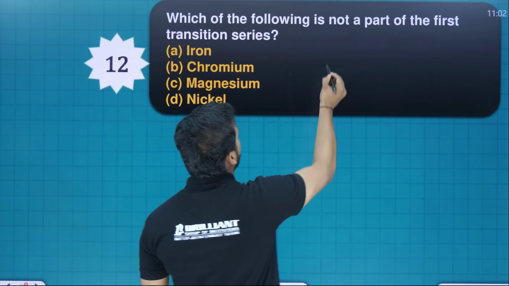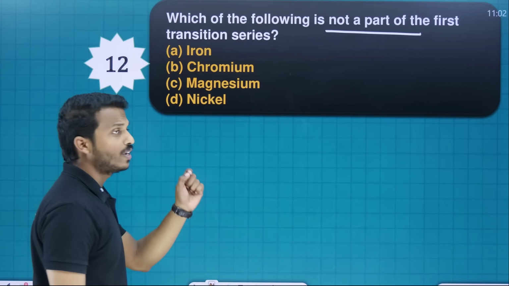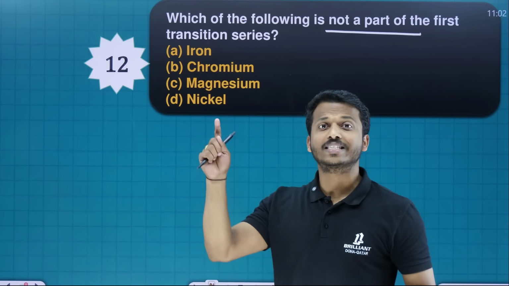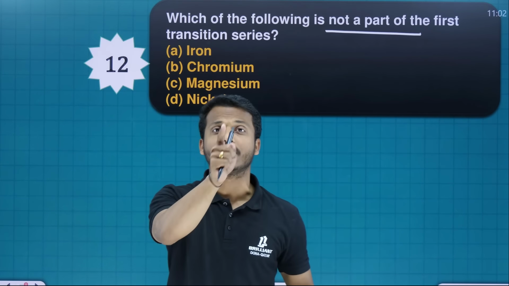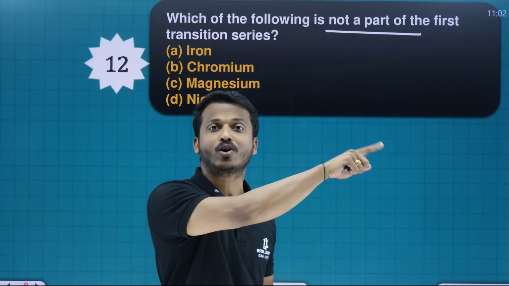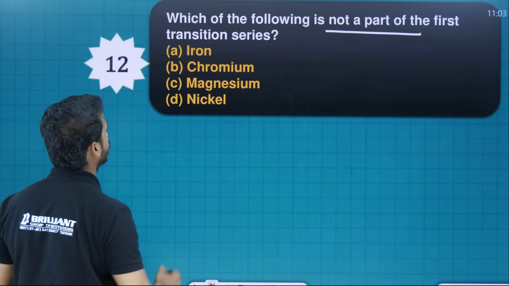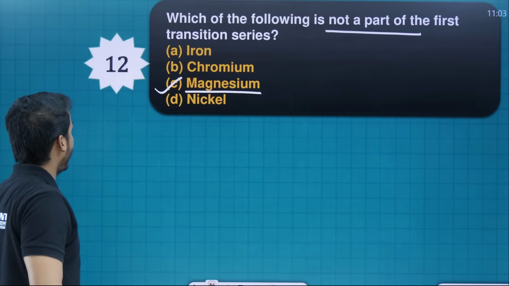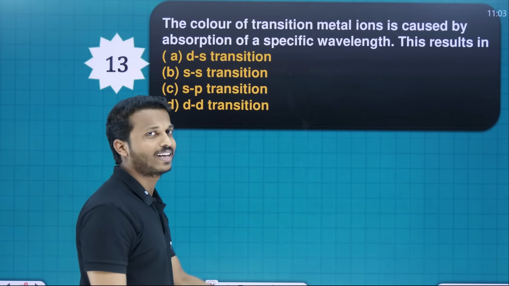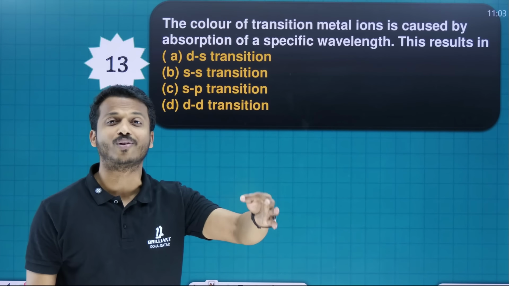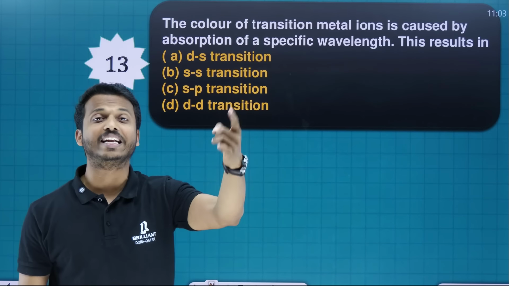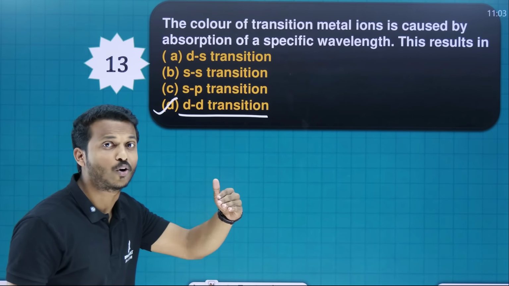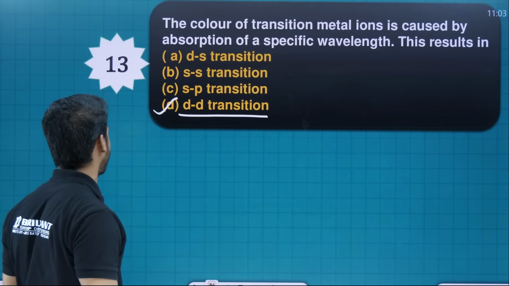Question 12. Which of the following is not a part of the first transition series? You know the first transition series elements, right? Can you say scandium, titanium, vanadium, chromium, manganese, iron, cobalt, nickel, copper, zinc? Which does not belong to this? Magnesium. Magnesium is in s block, right? It's a metal, right? Now the color of transition metals, very simple. What is the reason for the color of transition metals? d-d transition. Yes, all of you? d-d transition. The unpaired electrons make d-d transition and they show color.